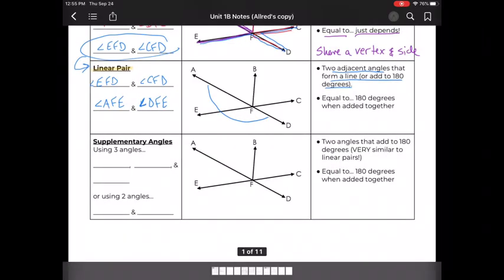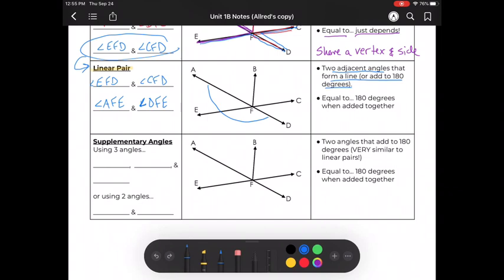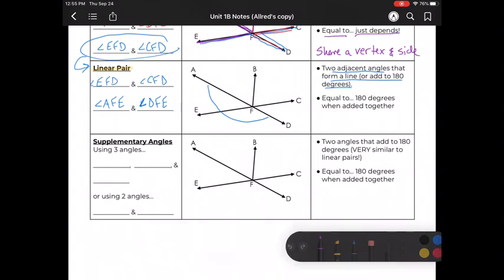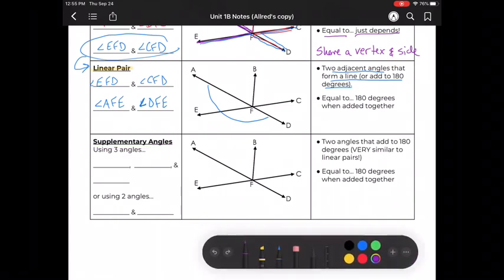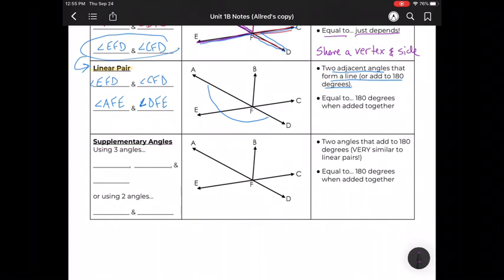So we're going to take a look at some other angle pairs. Now the idea of two angles that add up to 180 degrees gives us the idea of supplementary angles. And actually it could be three or more angles as well. Any angles that all together add to form a straight line would be considered supplementary. Two angles that add to 180 degrees, very similar to linear pair, but they don't always have to be connected, by the way, are supplementary angles.